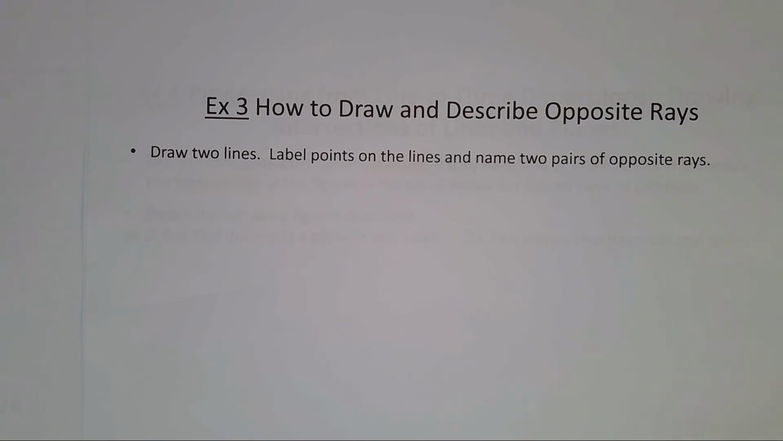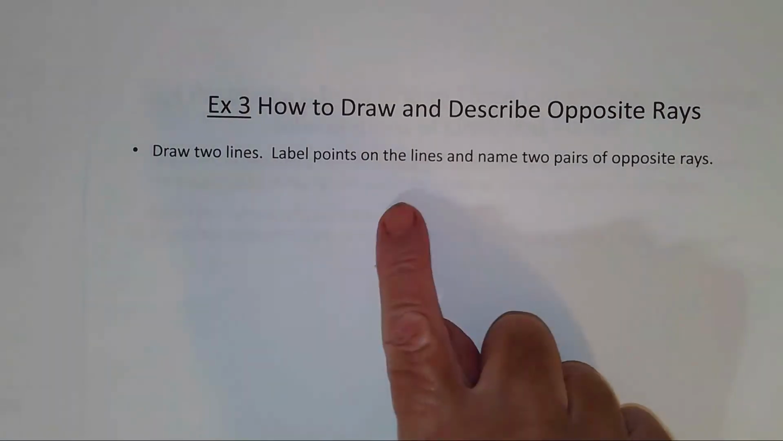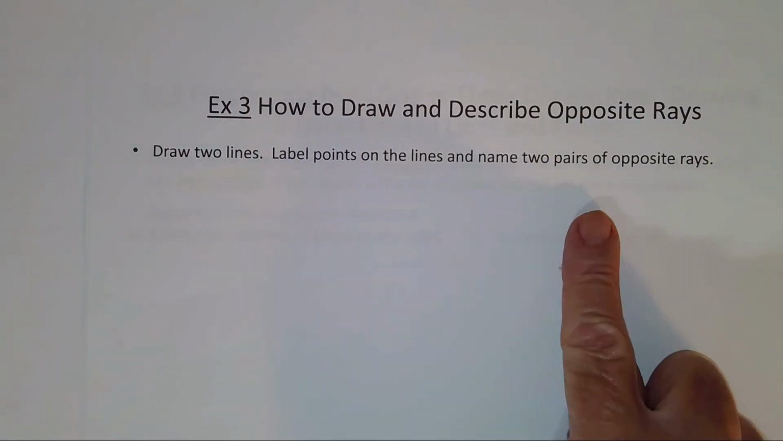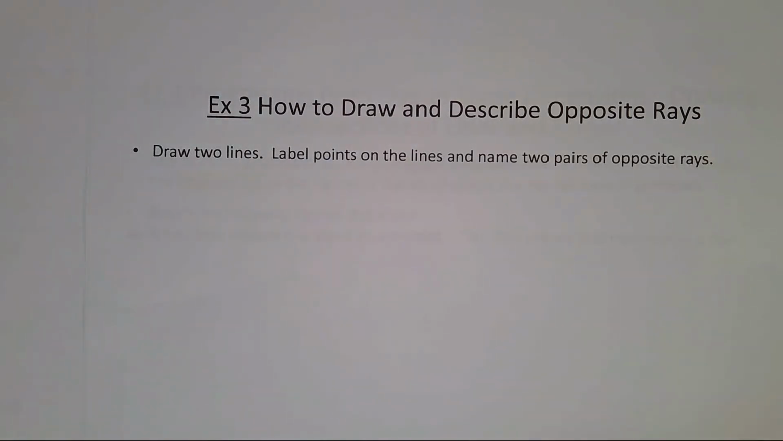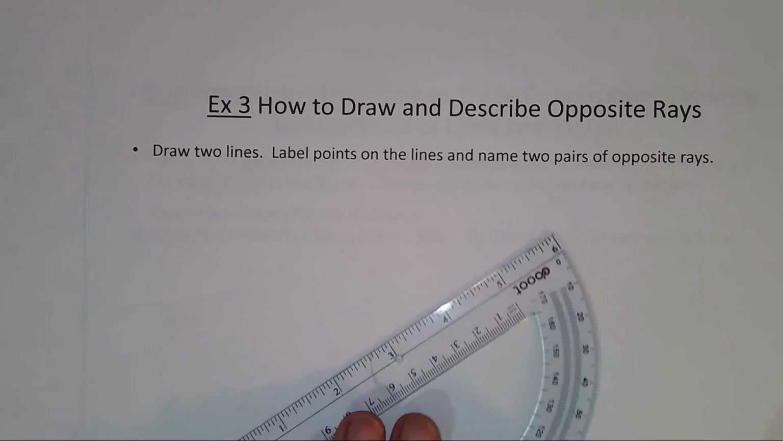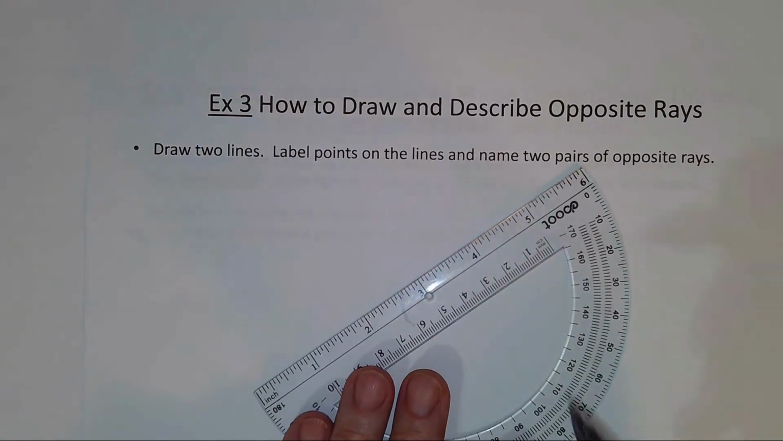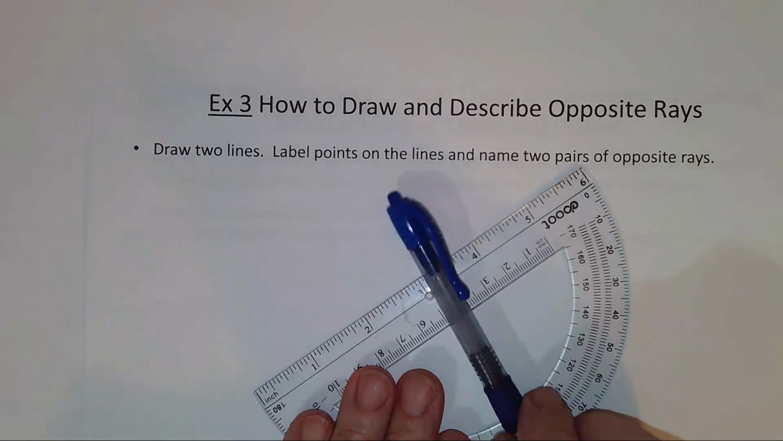All right, now, drawing and describing opposite rays. So what we're going to do is we're going to draw two lines, that's what they want us to do, and label points on the lines and name two pairs of opposite rays. So draw two lines. Now they aren't specific about whether the lines are perpendicular to each other. And what does perpendicular mean? Perpendicular means that the two lines are at a 90-degree angle to each other.